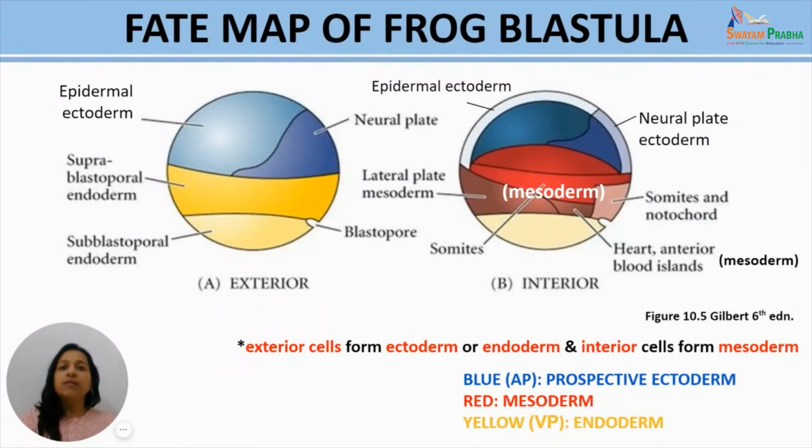This diagram shows the fate map of the frog blastula. As we discussed during the lecture on fate maps, all the blue colors indicate the prospective ectoderm, the red colors indicate the prospective mesoderm, while the yellow colors in the fate map indicate the endoderm. Now the exterior cells which are shown here always form the ectoderm or endoderm, whereas all the mesodermal cells are lying in the interior of the blastula. This is the blastopore, or the point at which the gastrulation will begin.